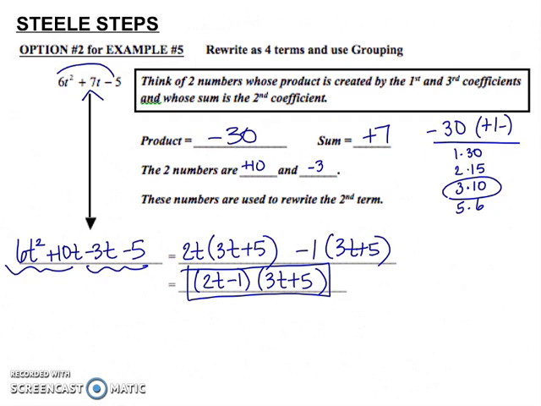Okay, and that process, if you had me for Algebra 2, you know I call the Steele steps. If you had Mr. Service, he calls that the SC method or the super cool method. Okay, so that is the quadratic trinomial factoring when A is not 1 by using grouping.